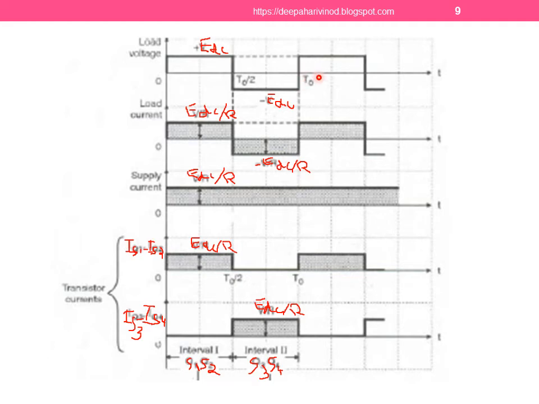At this instant S3 and S4 are off and S1 and S2 are again on. As the load is resistive, it does not store any energy, therefore the feedback diodes are not effective here. Since our load is purely resistive, the diodes don't play any role.